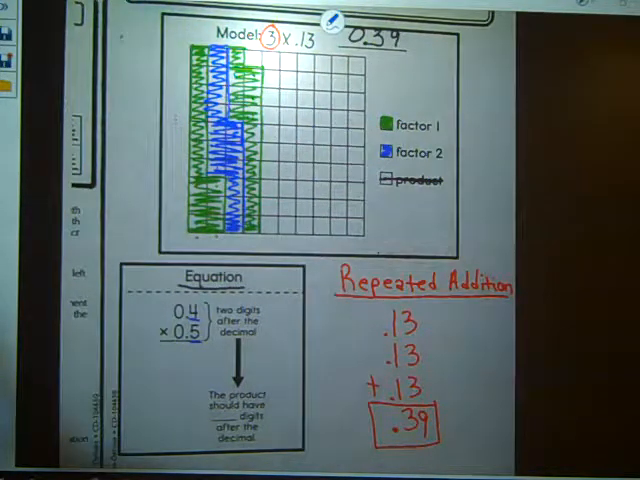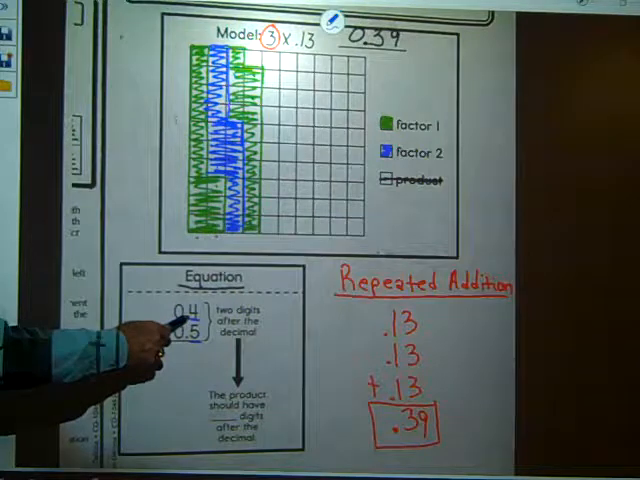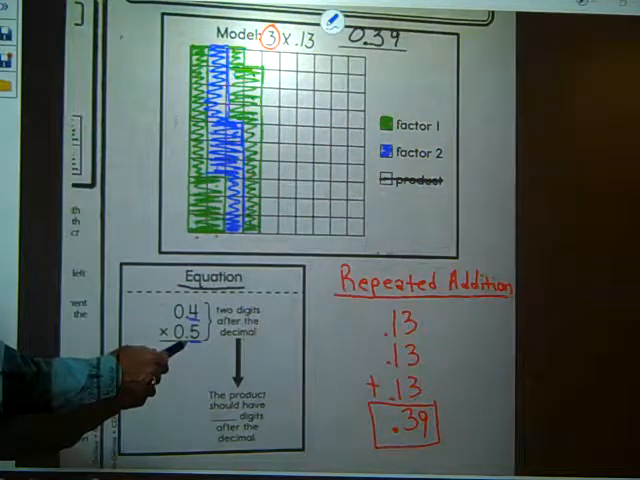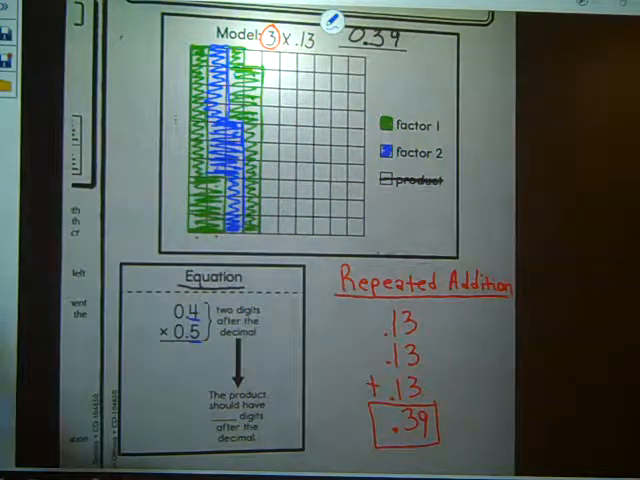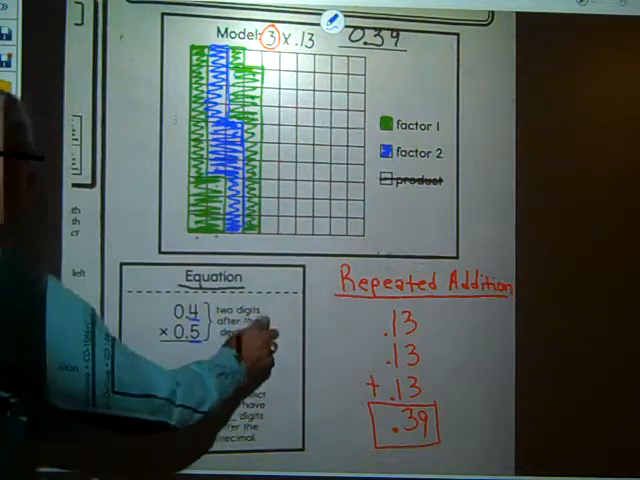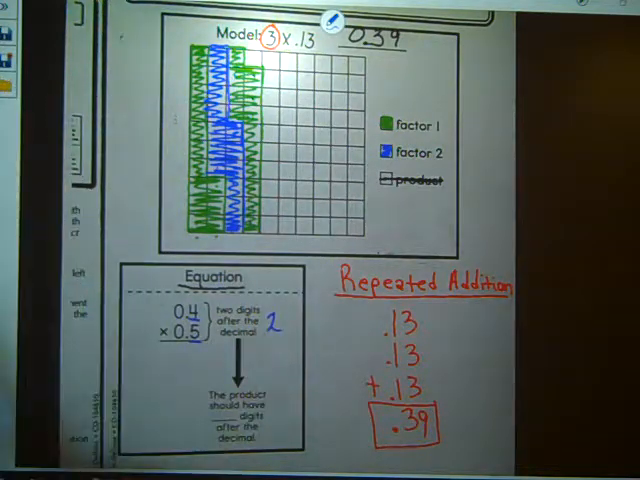Yeah, in the first line, the 4 is behind the decimal. That's one number. In the second line, the 5 is behind the decimal. That's two numbers. So there are 2 total behind the decimal. Okay? So let's multiply that out like we normally would, using the algorithm.